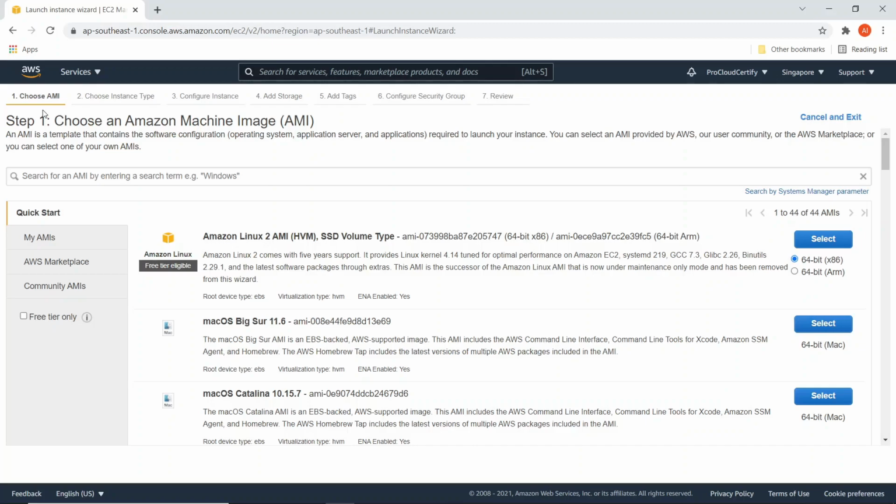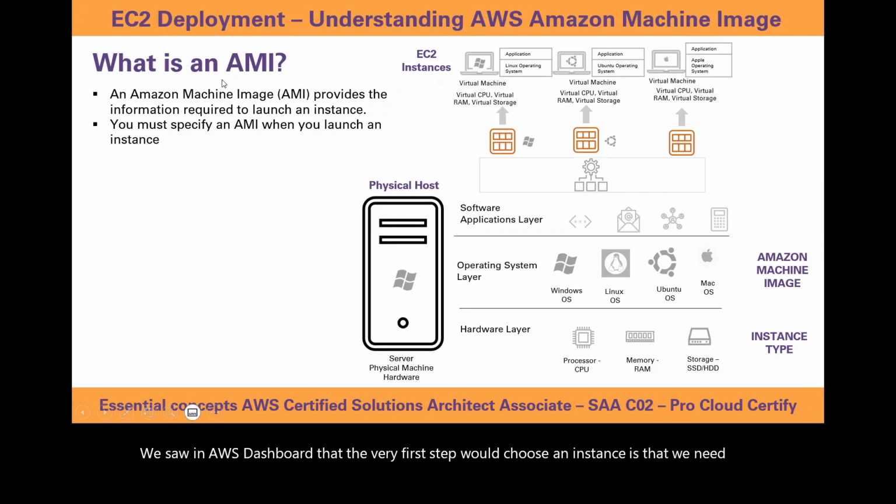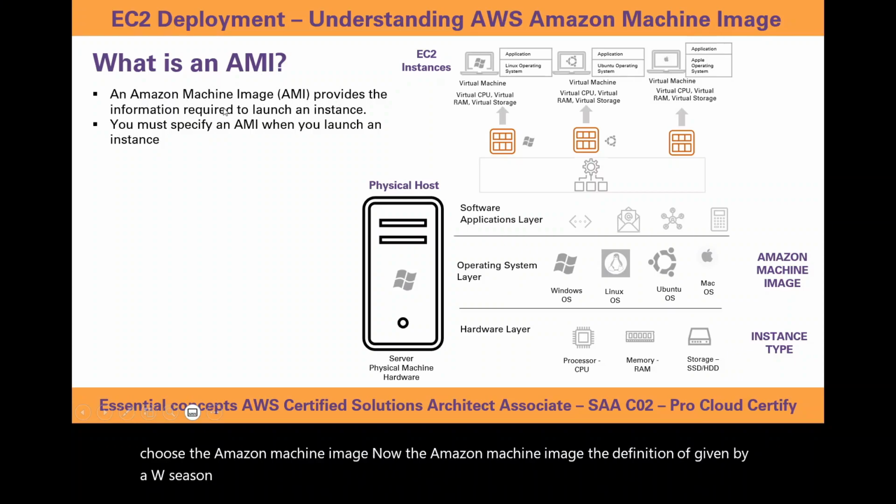So the very first activity that we need to understand is what exactly an Amazon Machine Image is. We saw in the AWS dashboard that the very first step to launch an instance is to choose an AMI. So in order to launch the instance, we need to first choose the Amazon Machine Image. The definition given by AWS is: an Amazon Machine Image provides the information required to launch an instance. You must specify an AMI when you launch an instance.